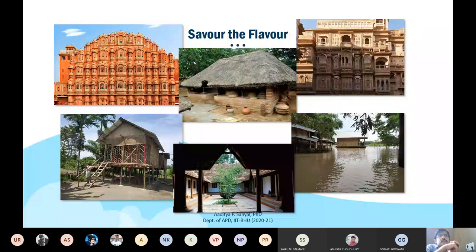Natural light. Sorry? Natural light. Light, of course. And what else? How does this help in ventilation? Anyone can suggest? So it gives the connectivity between the interior and the outer.